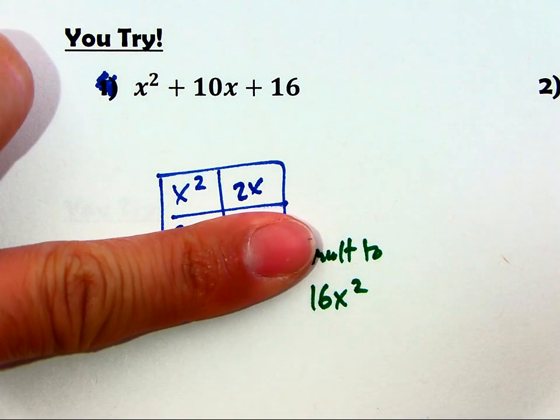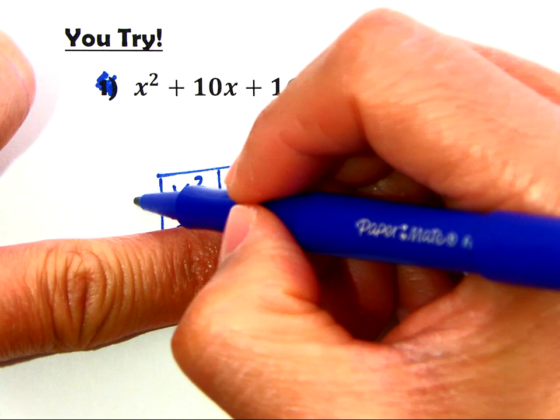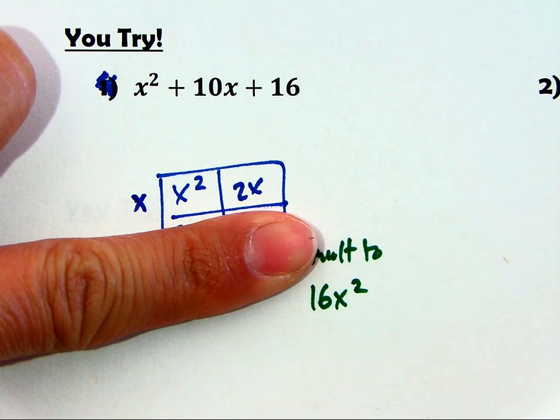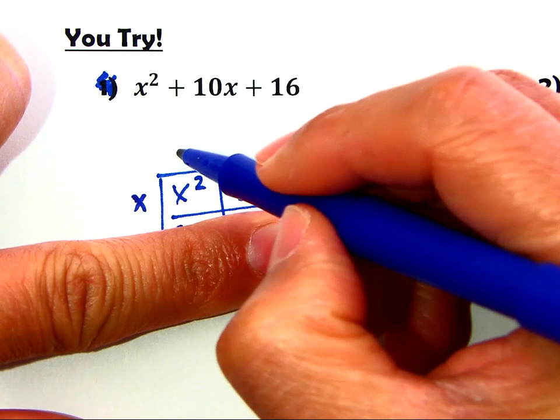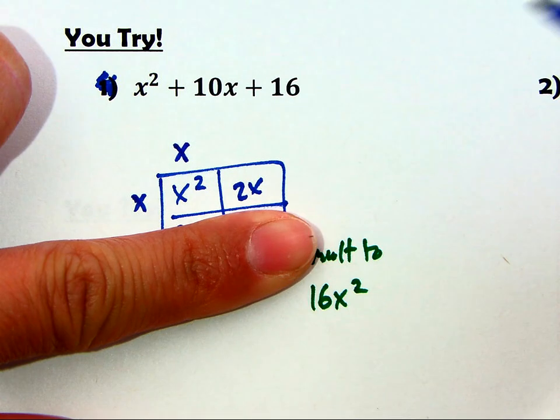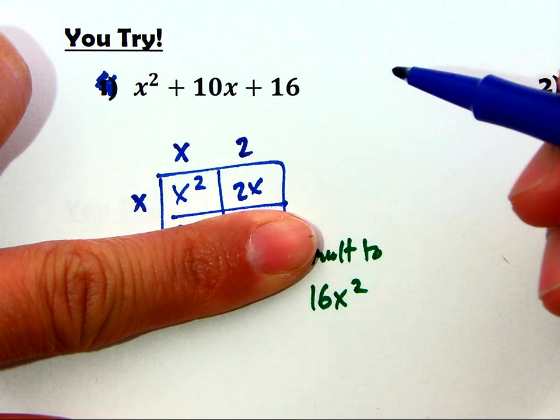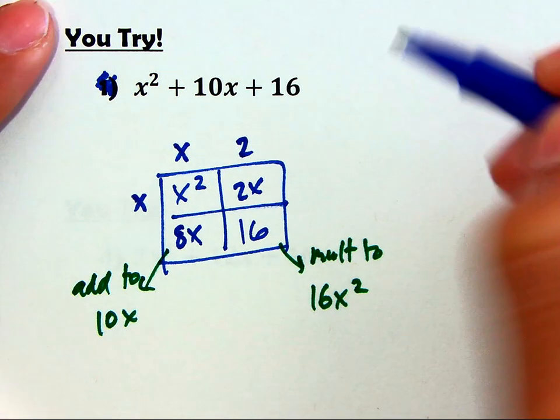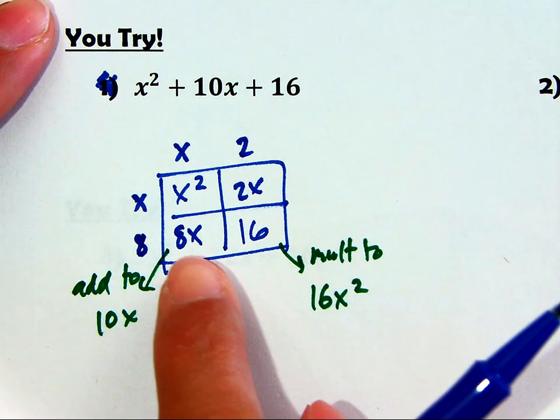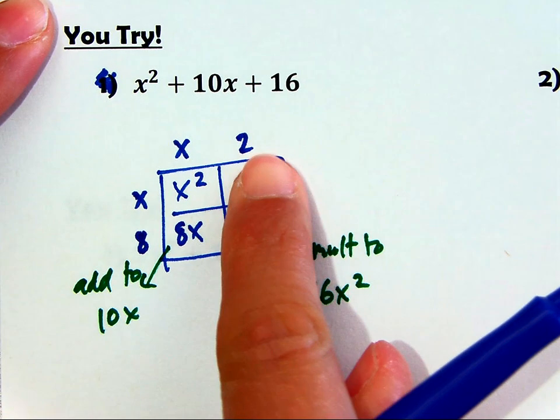So x squared and 2x, what they have in common is a power of x. Then we need another factor of x there to make x squared. We need a factor of 2 there to make 2x. And then we need a factor of 8 there to make the 8x. And yes, 2 times 8 is 16.